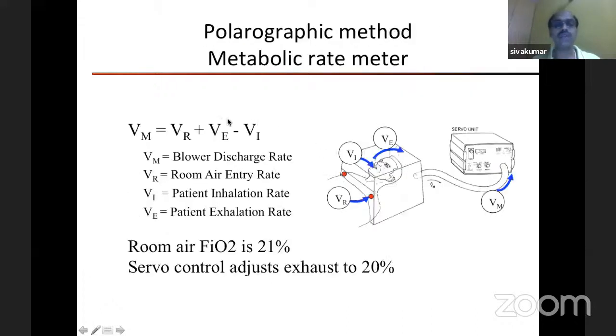When this goes, the basic amount of room air that is entering inside will be equal to the amount of air that is entering into the meter, which is what is coming inside, that is VR, plus what the person is expiring, that is VE, and subtract what he is inspiring, VI. So this is the basis of understanding what is a metabolic rate meter.